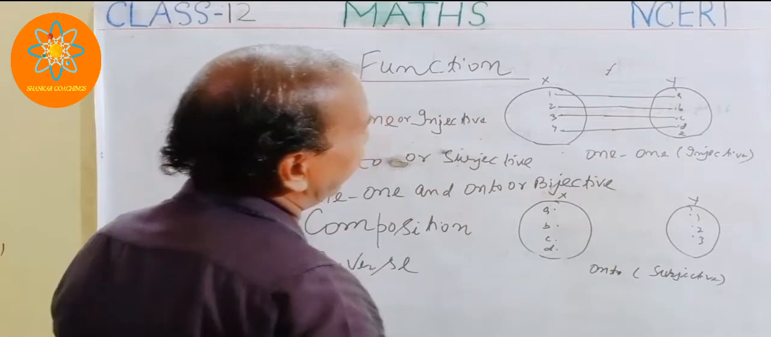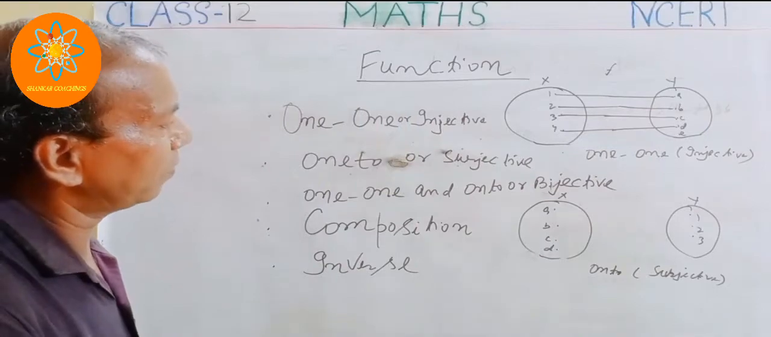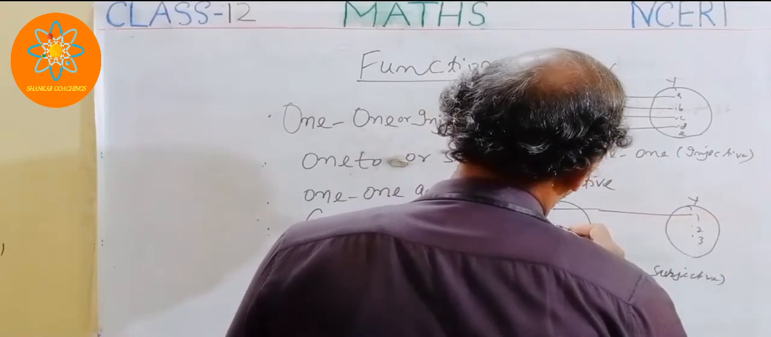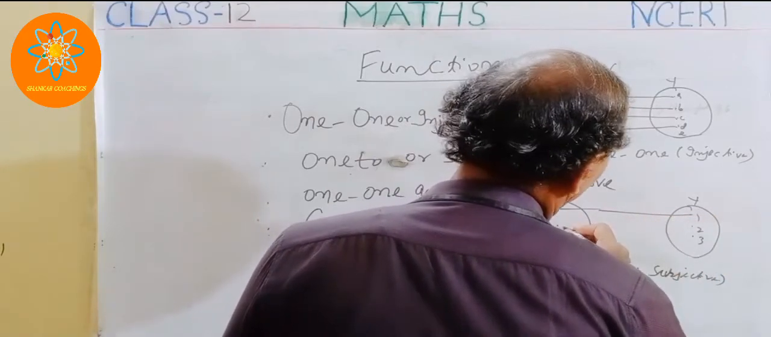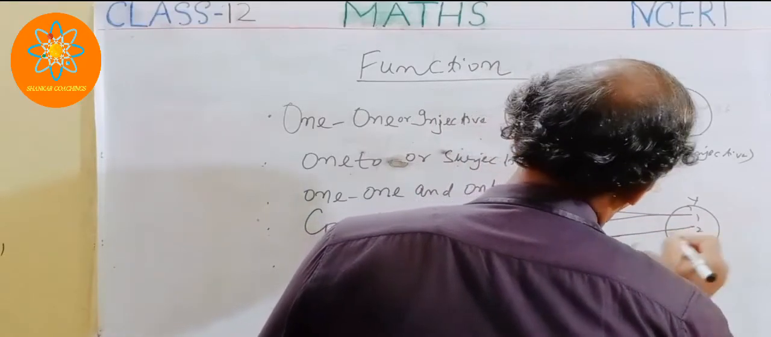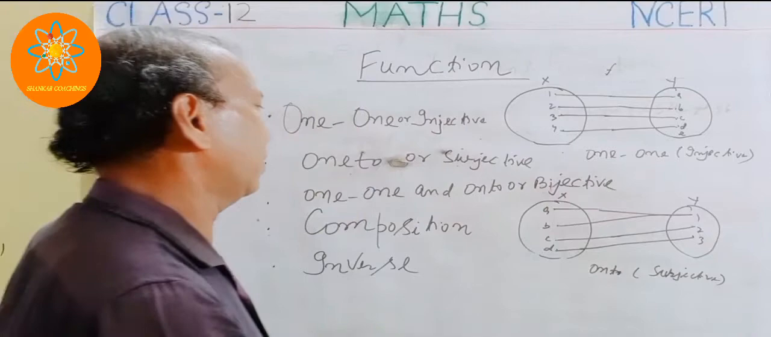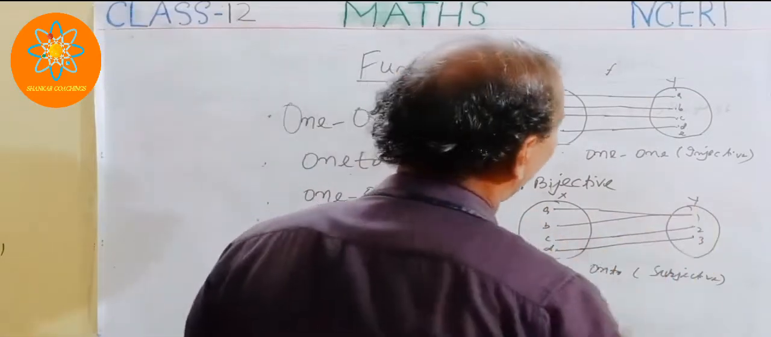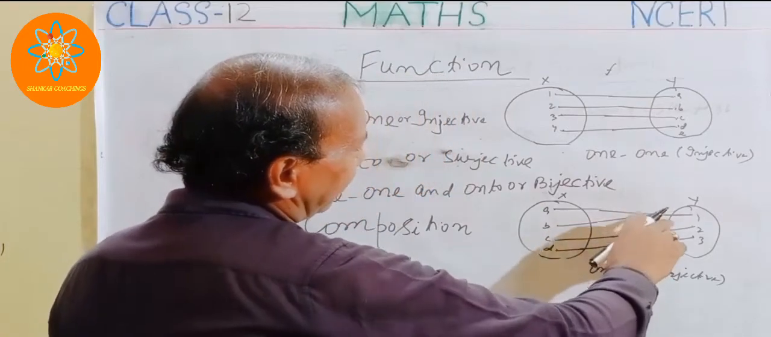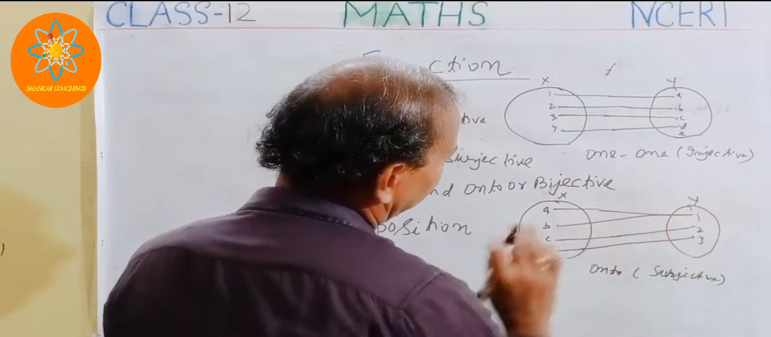See, while in the case of injective, there may be some element left. So let's suppose A is related to 1, B is related to 1 again, then C is related to 2 and B, let's say, is related to 3. So you can clearly see here A and B both are related to 1. So whatever the relation between X and Y, every element of Y is the image of an element in X.